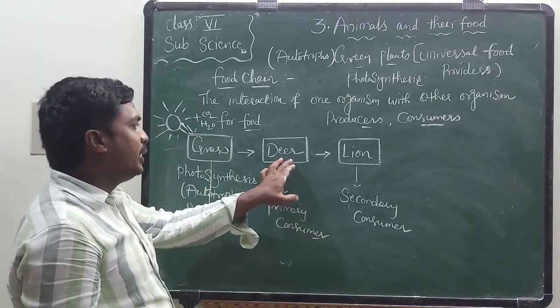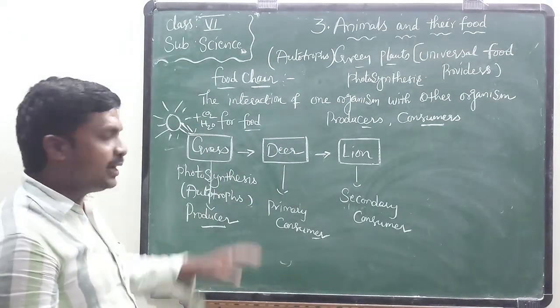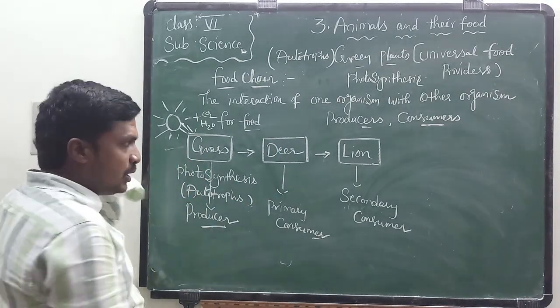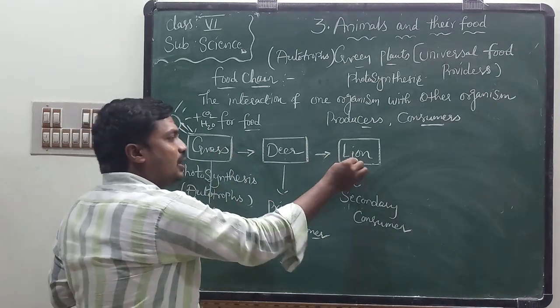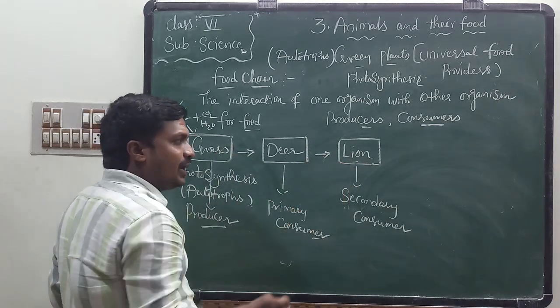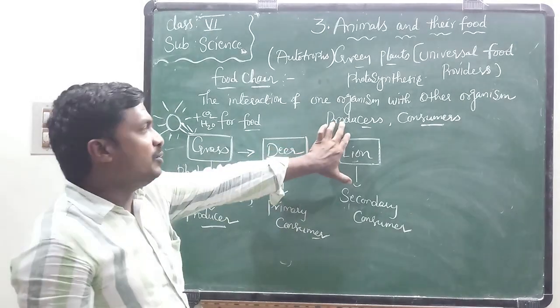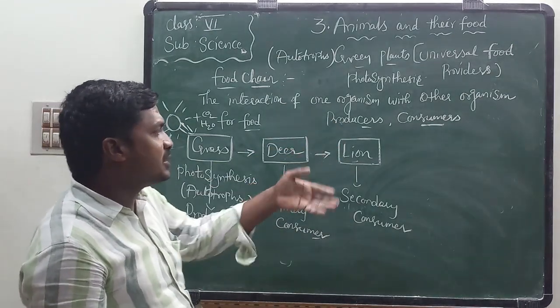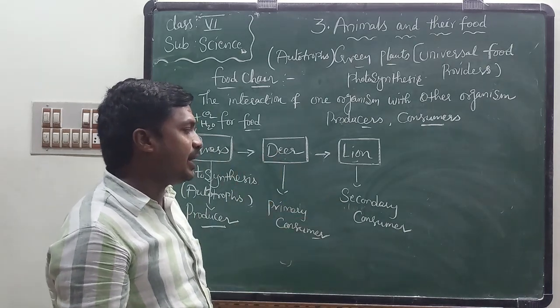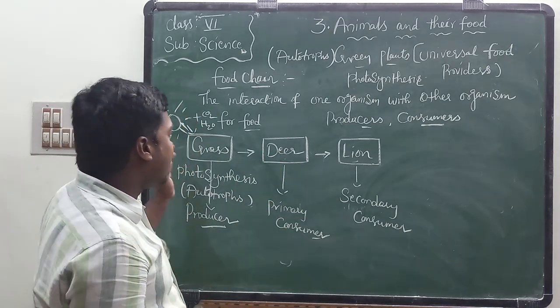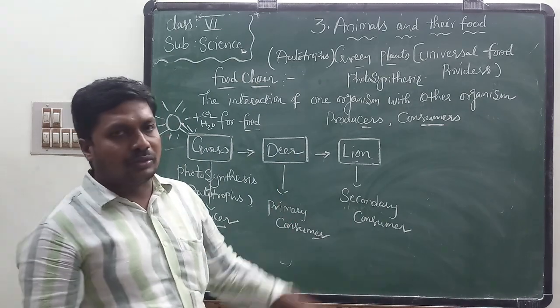If you observe, deer is a herbivore which eats grass as food. So, deer get energy from grass. Here, in the third level, we can find lion. This is a carnivore which depends on deer for food. Means lion gets energy from deer. So, it is the secondary consumer. So, this is the food chain which has 3 steps.